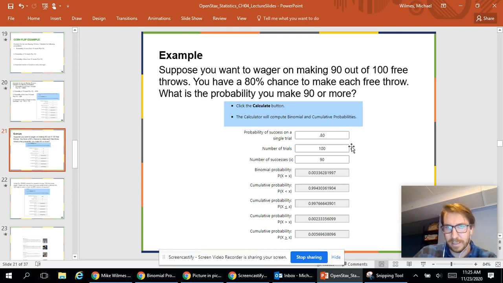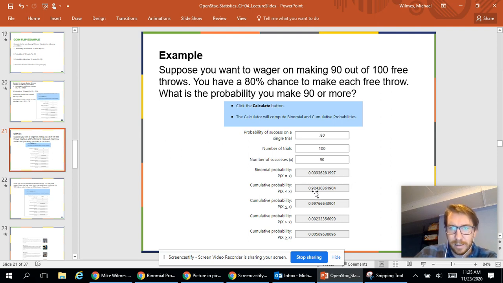To type this into our calculator, we put the chance for success, 0.8, number of trials at 100, and then we want to calculate 90 successes. Down here we can look. The chance of making exactly 90 free throws is pretty small, 0.003, so 0.3%.